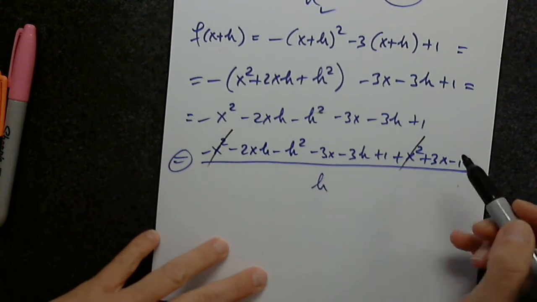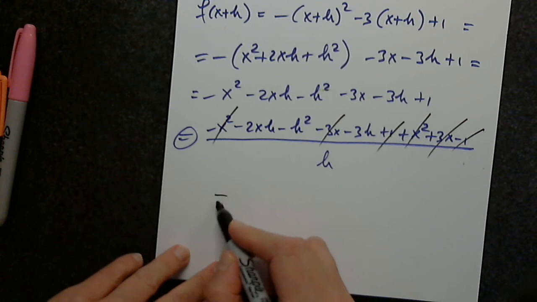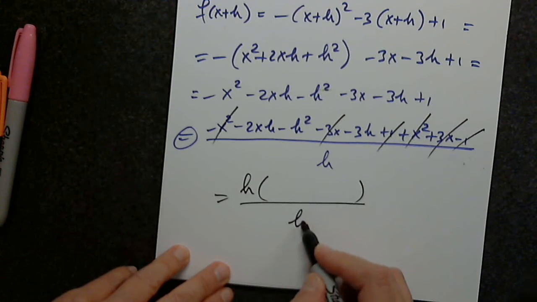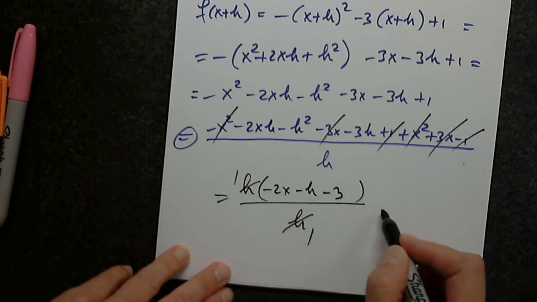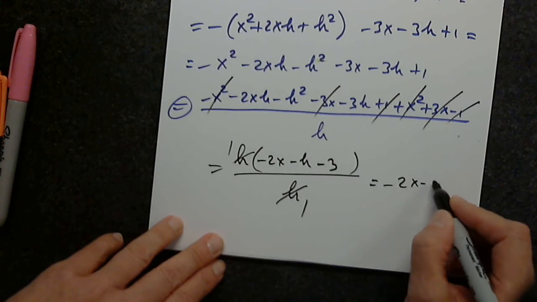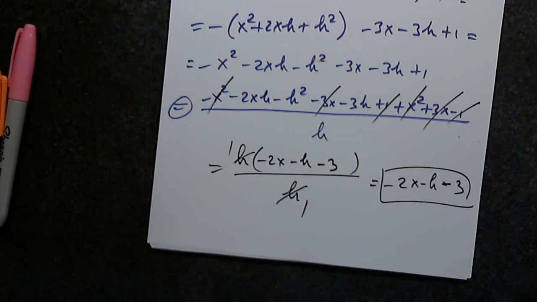Okay, so let's finish it up. Of course these two, of course these two, of course these two. And of course h comes out because I need to cancel it with this h. And then negative 2x minus h and minus 3. And that's the final form, the fully simplified difference quotient for the function we picked.